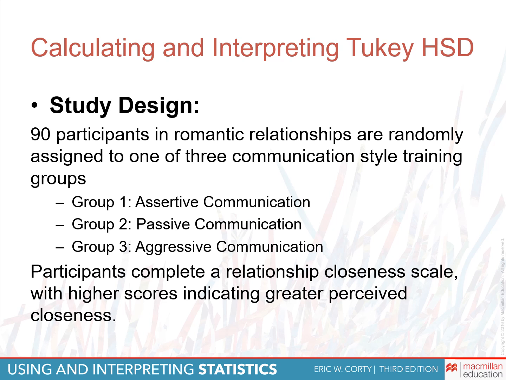All right, let's look at another example of how we might calculate and interpret the Tukey's HSD. So let's say we have 90 participants and they're in romantic relationships and they're assigned to one of 3 communication style training groups. So group 1 is taught to communicate in an assertive manner. Group 2 is taught to communicate in a passive manner. And then group 3 is taught to communicate in an aggressive manner. And so we have each of our participants in each of the 3 groups complete a relationship closeness scale where the higher scores indicate that they have greater perceived closeness.